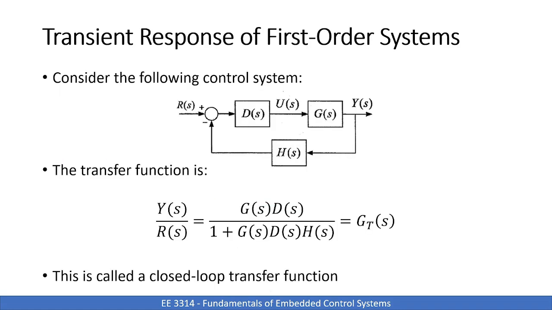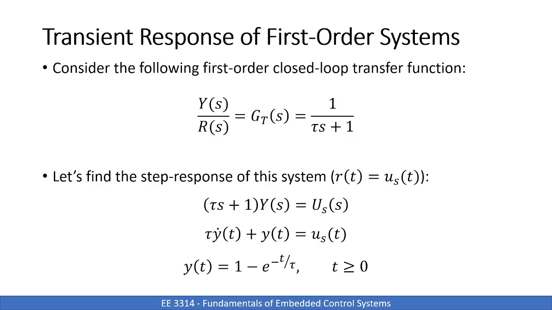Okay, so let's go back to our really general control system: our controlled system, our controller, and our feedback. If we look at the transfer function of this, we have this, right? And we're going to label that GT of S. So this is our closed loop transfer function for a very general system.